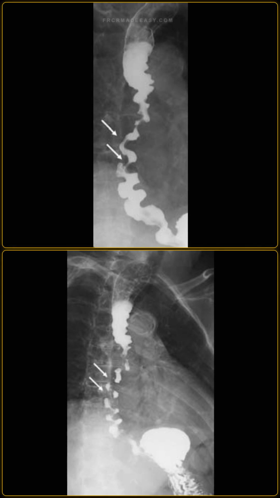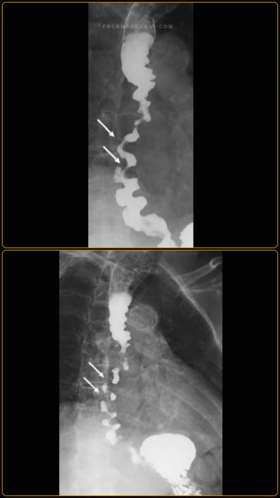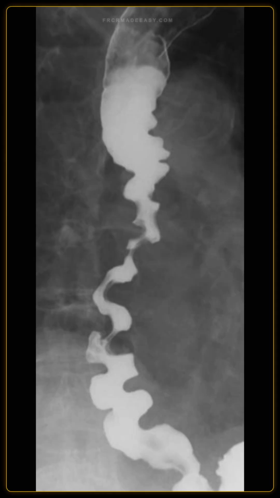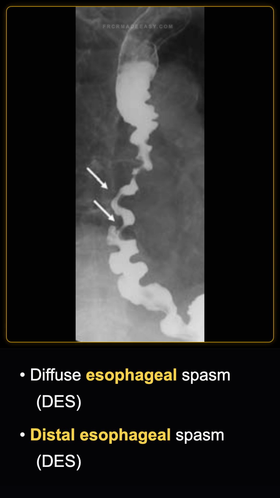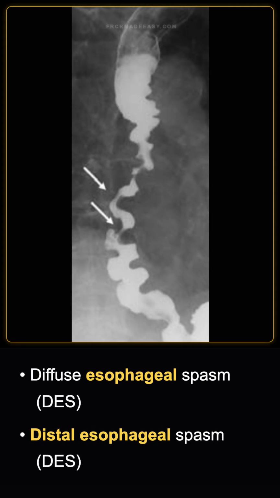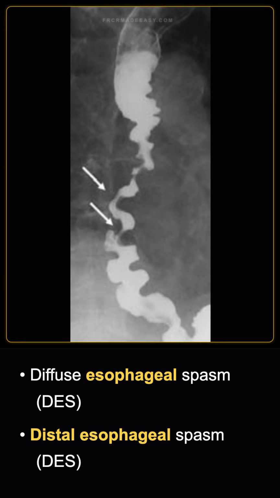the esophagus. These contractions temporarily segment the barium column, creating a classic corkscrew or rosary bead configuration. What is your primary diagnosis? Based on that, this represents diffuse esophageal spasm, also known as distal esophageal spasm.